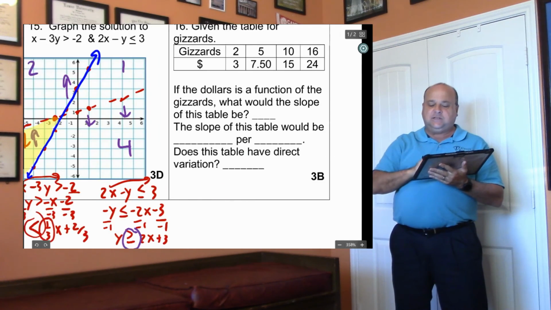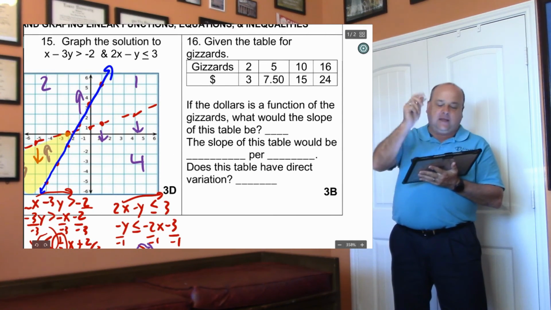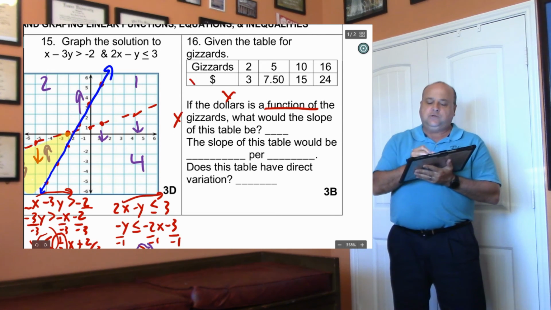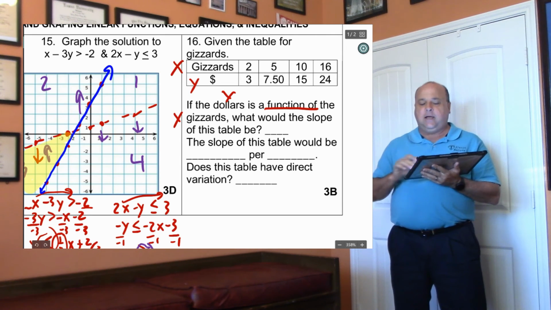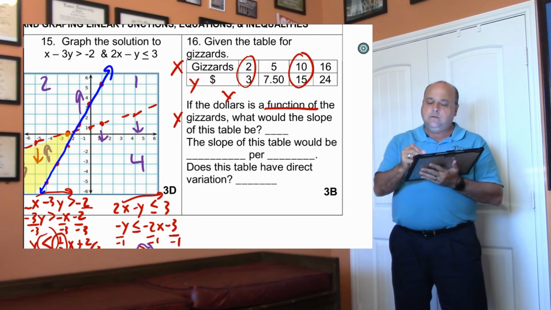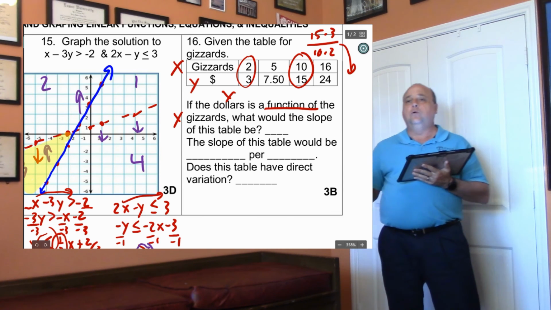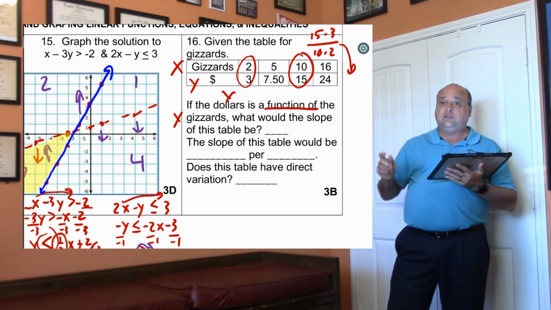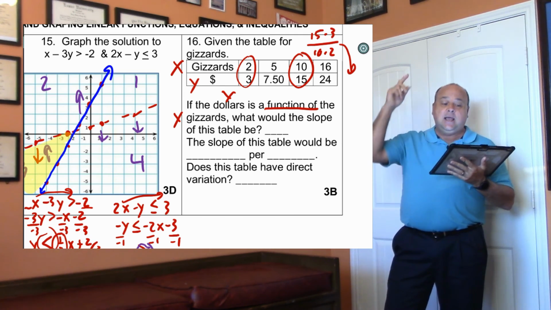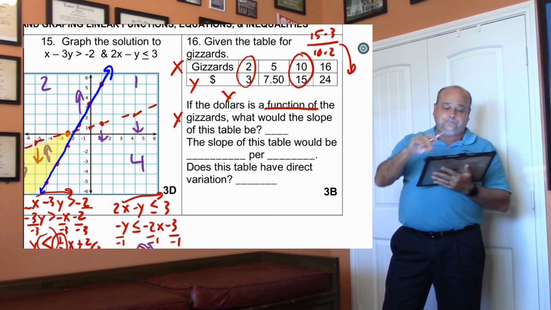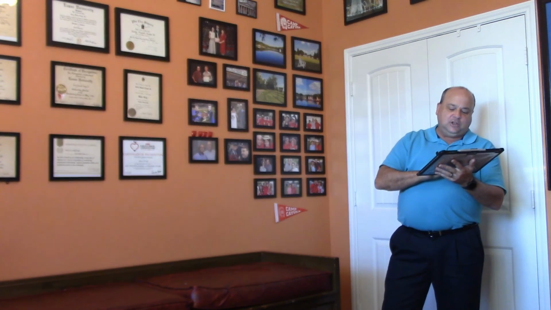Oh, let's go to 16. I'm going to let you finish this up on your own. The key on 16 is underline "function of." Dollars is a function of gizzards. So dollars is y and gizzards are x. So I would use this point and this point. So we're going to have 15 minus 3 over 10 minus 2. And that is going to be your slope. Since this deals with money, you could write your slope as a decimal. So write it as a decimal, and that's going to be how many dollars one gizzard would cost, or the dollars per gizzard.